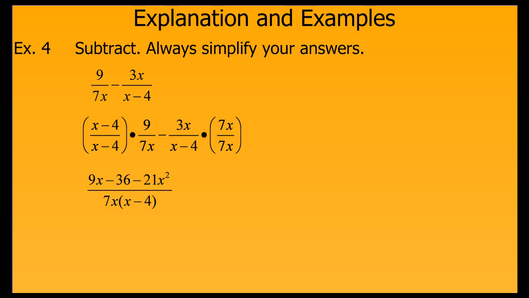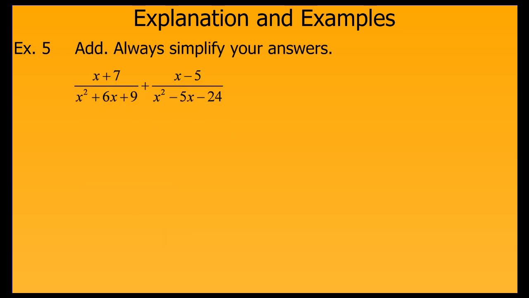When I multiply the x minus 4 times 9, I get 9x minus 36. And when I multiply 3x times 7x, I get 21x squared. Since it's subtraction, I then get 9x minus 36 minus 21x squared in the numerator, and then my denominator is simply 7x times the quantity x minus 4. In my numerator, I can factor out my greatest common factor of negative 3, but that's it. I can't factor it anymore. So this is as simple as I can get my answer.